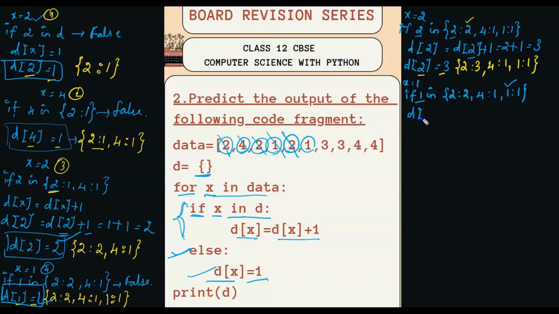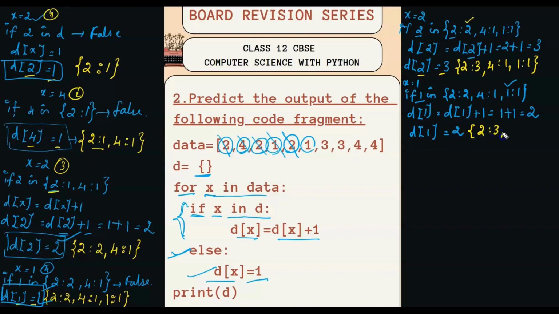Then we can execute the next statement, d of 1. Just write d of 1 is equal to d of 1 plus 1. What is d of 1? We have the value of d of 1 as 1 here. Just write 1 plus 1, which is 2. So d of 1 has the current value as 2. Now update the new dictionary values.